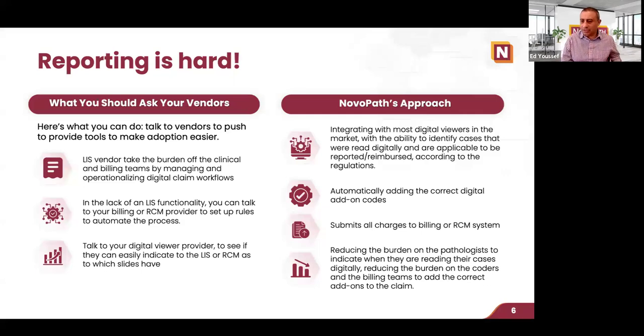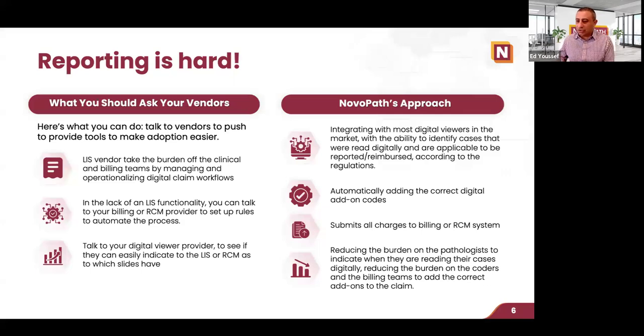So that takes the burden off of your pathologist, off of the billing team, the coding team. They don't need to review every single case to make sure that all the codes are added and that this report has been digitally read or digitally diagnosed. So that helps the lab, and we've noticed that it does encourage the lab to increase the reporting adoption rates.